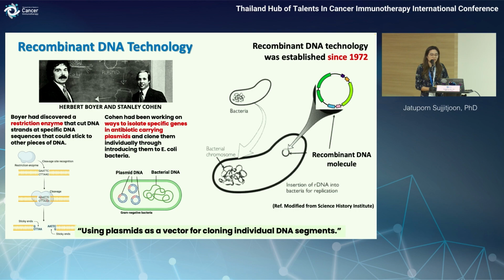So they decided to do the big thing by using plasmids as a vector for cloning individual DNA segments. And nowadays, he established a biotechnology company called Genentech and created recombinant DNA and proteins that are very powerful in this field.